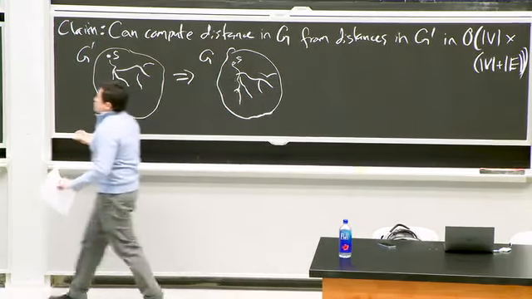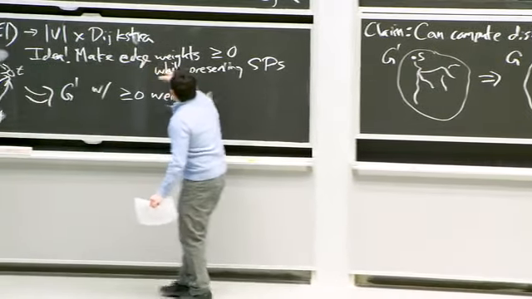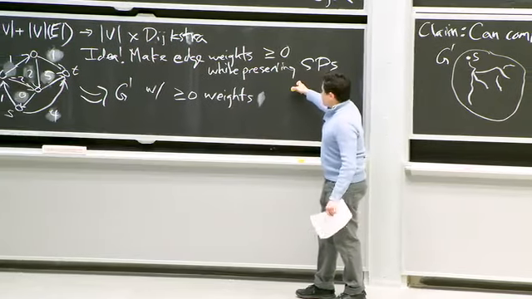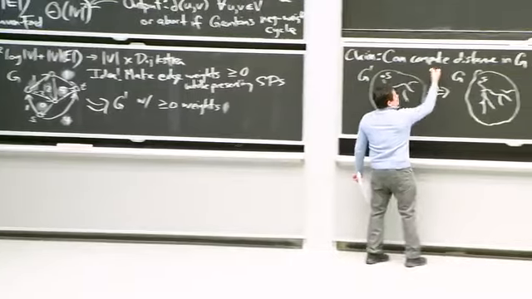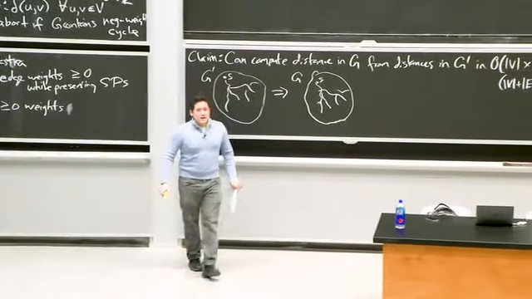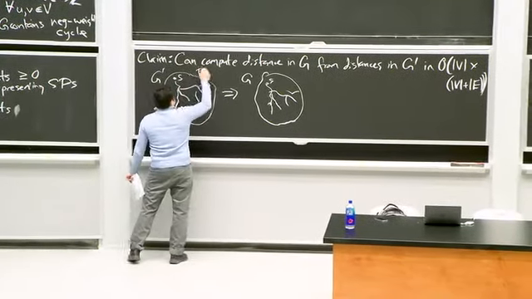All right, so we were wanting to make edge weights non-negative while preserving shortest paths, because if we could do that, we could solve our original all pairs shortest paths problem. Okay? So this is the proof sketch.